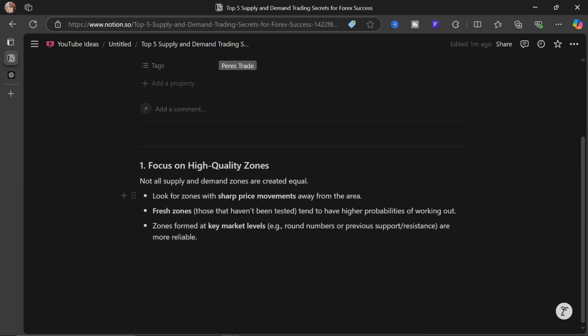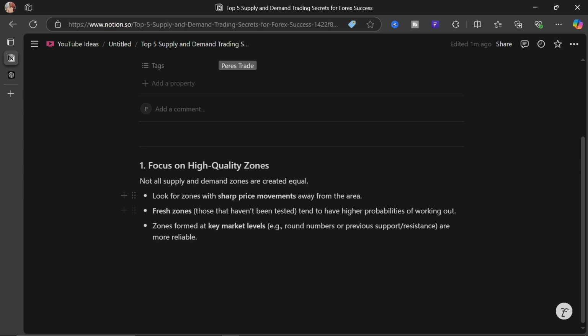Now rule number 1 when it comes to trading this high quality supply and demand is simply to focus on only high quality zones. Now what are high quality zones? High quality zones are zones that have particular characteristics that you need to watch out for, which tell you if the zone is actually good or not.